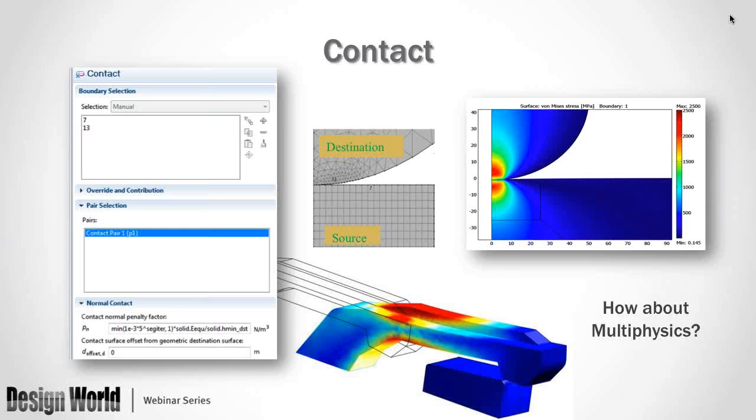For instance, you can imagine if this snap hook fastener was made of some kind of metal, and there was a current flowing from one side to the other. In other words, this could be like a switch. When these two things touch, there would be a current flowing from one to the other. And so you can add a very significant amount of multiphysics behavior to a contact model, due to the fact that different physics would be enabled by the contact.